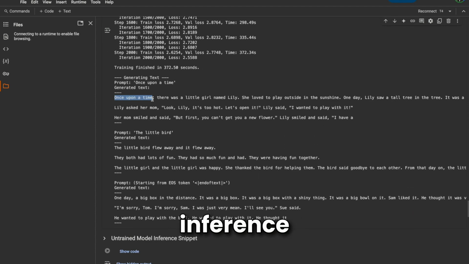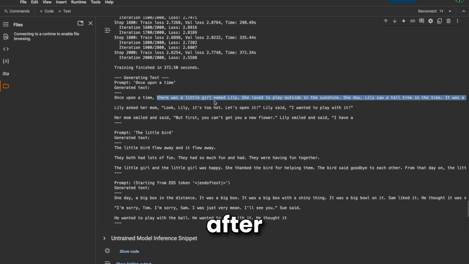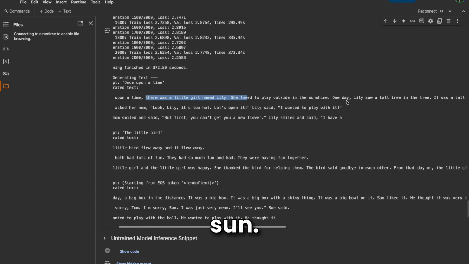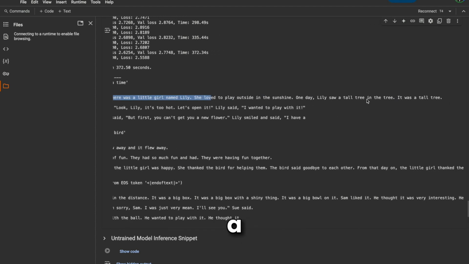So now these are the inference results. Once upon a time was already given, and let's see what it has written after that. So once upon a time, there was a little girl named Lily. She loved to play outside in the sun. One day, Lily saw a tall tree in the tree.